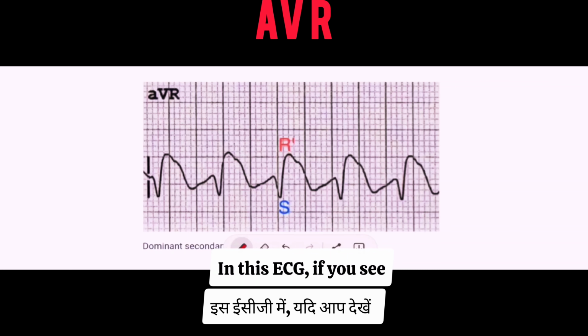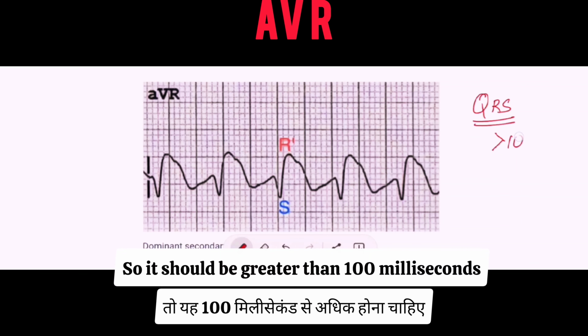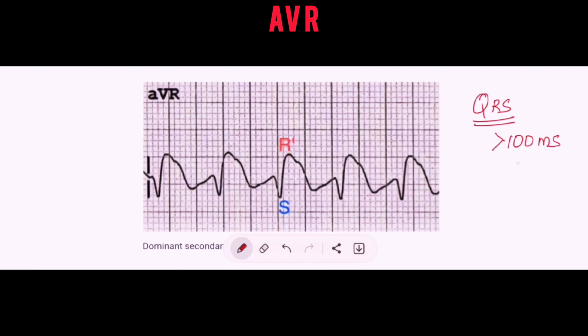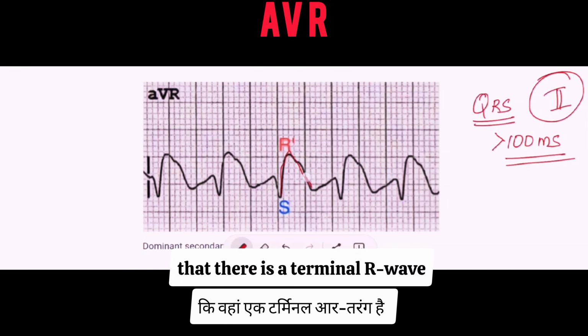In this ECG, if you see, you can appreciate that there is a prolonged QRS complex. So it should be greater than 100 milliseconds. You can check this mostly in lead V2. You can also see that there is a terminal R' wave.